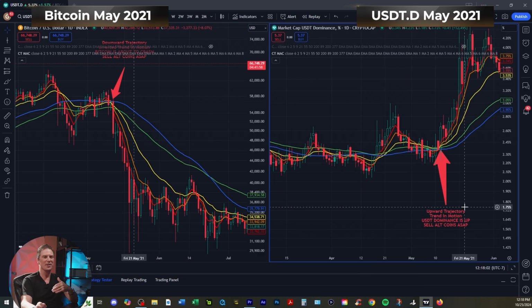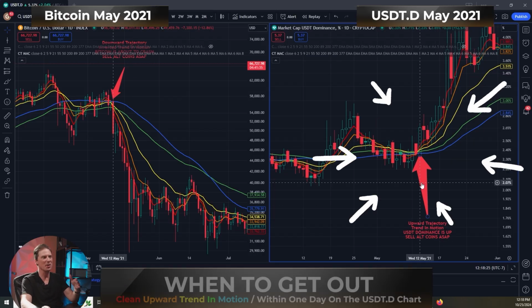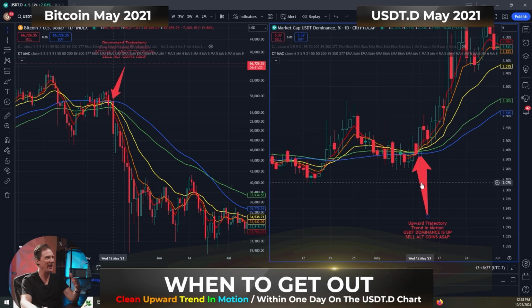Well, one thing that we notice is the sneaky activity, when it happens quick, whether it's the bottom getting bought or it's the crashes, right? And you're definitely going to notice that the crashes are a lot faster. So a trend in motion on the Tether Dominance chart on the 1 day time frame is giving us a cleaner signal of that crash.